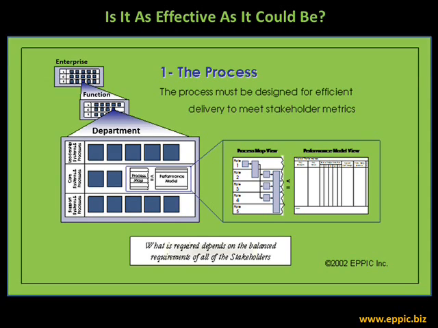When we look at a process, there's different ways to model or map those processes. There's the swim lane process map view. I used a performance model view to articulate performance of a process. What is required depends on the balanced requirements of all the stakeholders. Once you have the processes in place, you use that as the centerpiece for all of your architectures. Is it as effective as it could be? Are your processes designed for the efficient delivery to meet stakeholder metrics? That's what you're hoping. If your processes are out of whack and they're not architected, you must start here.